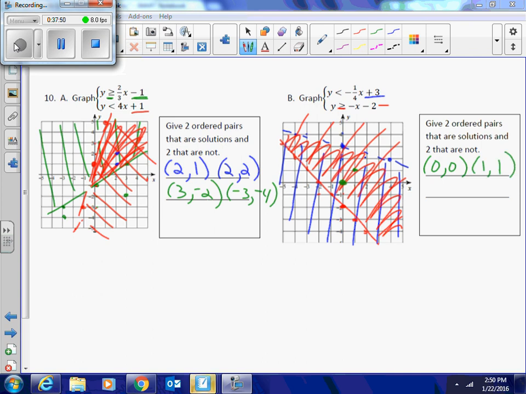Now let's pick some that are not solutions. How about (-3, 0)? And another non-solution could be up here at (3, 4).